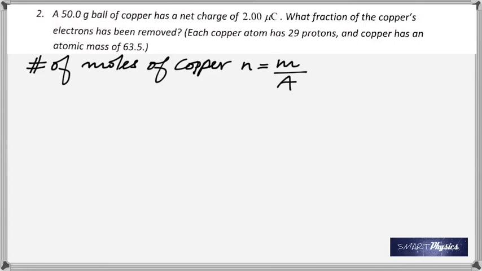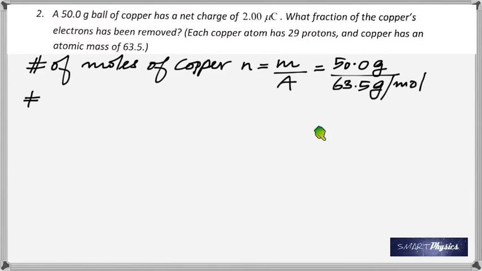So the number of moles of copper, N is the number of moles, is the mass that you have divided by the atomic number. So 50.0 divided by 63.5 gram per mole. You know why I put 63.5 gram per mole? I told you. Each mole is 63.5, right? So when you divide that, I just didn't want to do calculations.